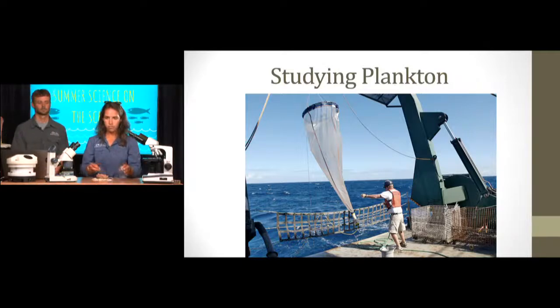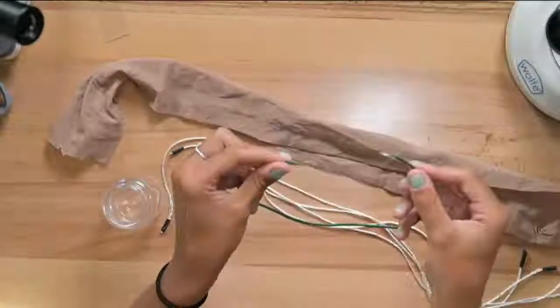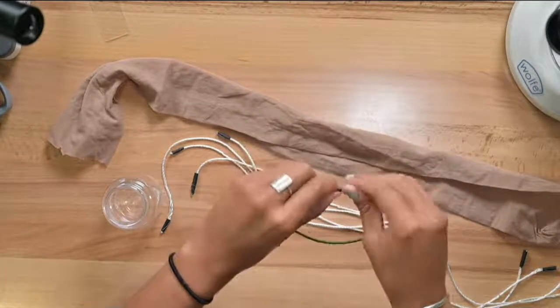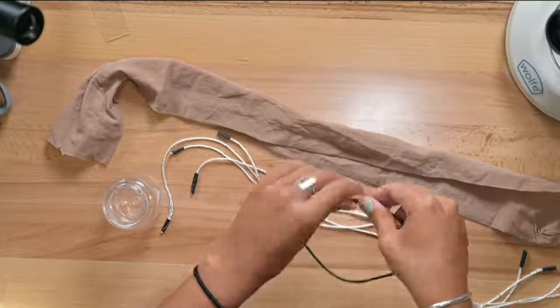So we're going to need a few different things. First, we need a key ring, a small jar, some pantyhose or a stocking, 4 pieces of string, and a coat hanger or a piece of wire. So the first thing that you're going to do is take your wire and wrap it to each other to be able to create a circle.